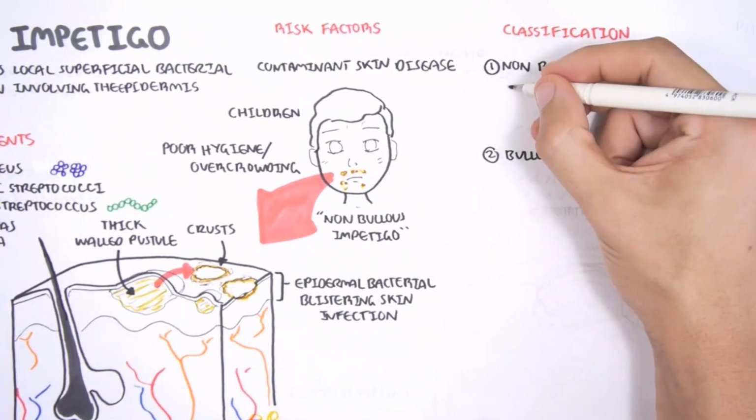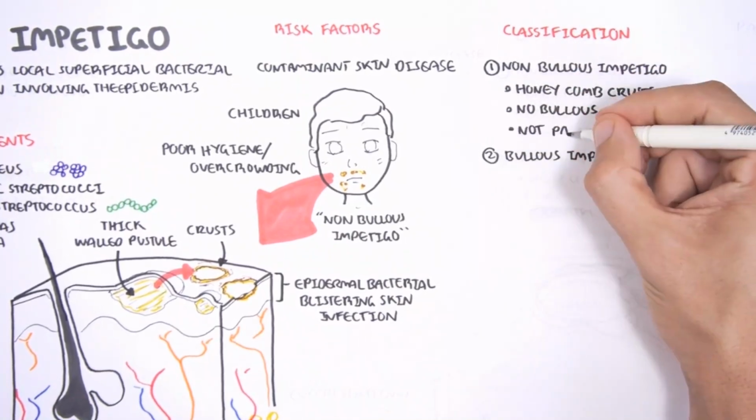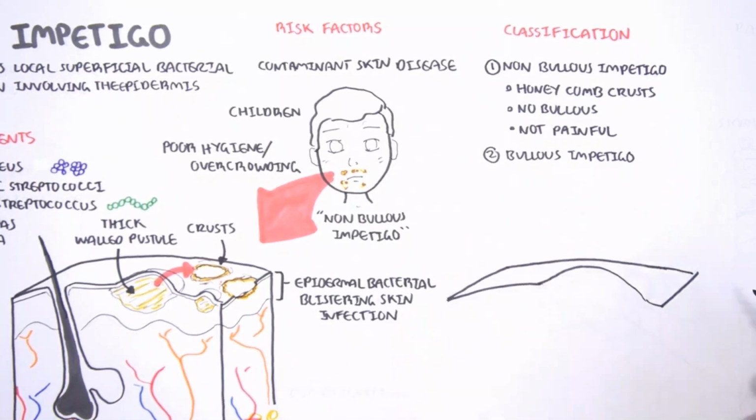The feature of a non-bullous impetigo is the honeycomb crusting appearance, no bulla present, which are your big blisters, as well as it not being painful because it's more in the superficial part of the epidermis where it doesn't get in contact with the sensory nerve fibers.